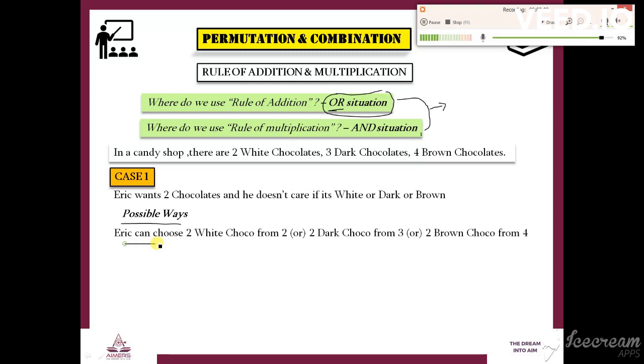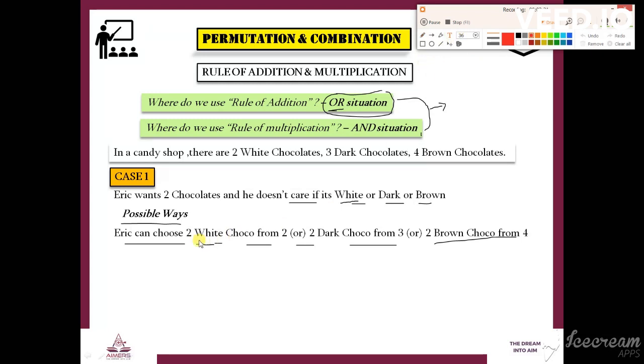Eric can choose 2 chocolates, right? 2 white chocolates or 2 dark chocolates or 2 brown chocolates. These things are already clear in the question. He doesn't care whether he gets white, dark or brown chocolates. So let us suppose now we don't know any concept of permutations and combinations, and we are going to understand these things. So how is it possible?